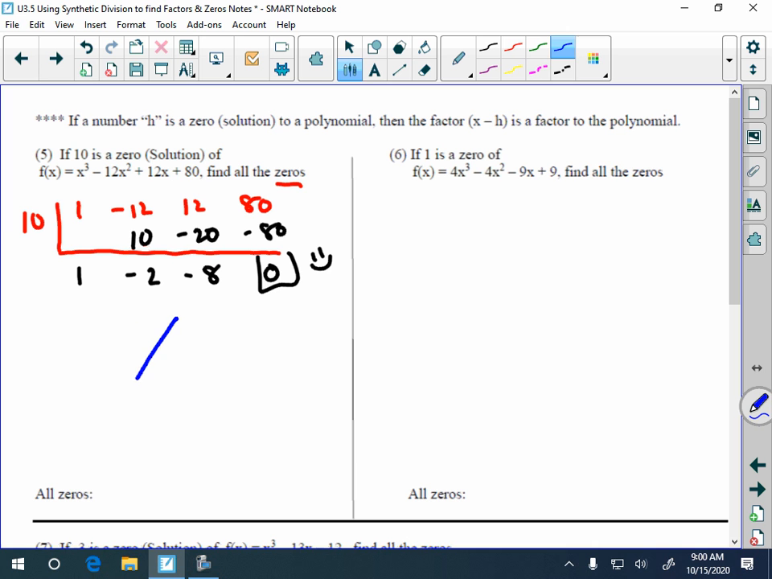All right, so now we're going to go ahead and factor this. We'll go ahead and write the polynomial first. So it's 1x squared minus 2x minus 8.